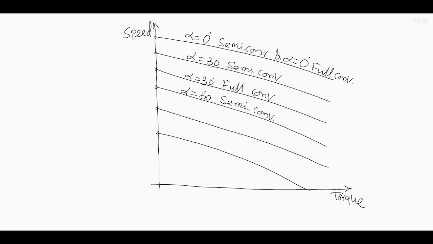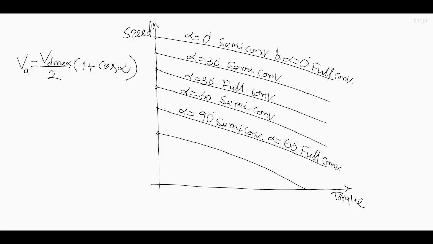So, it will be between these two, and this is for alpha equal to 90 degree in semi converter, and that is also alpha equal to 60 degree full converter, because output voltage is same. So, output voltage Va is given by Vdm, Vd maximum by 2 into 1 plus cos alpha. Whether single phase or 3 phase semi converter, it is the formula.